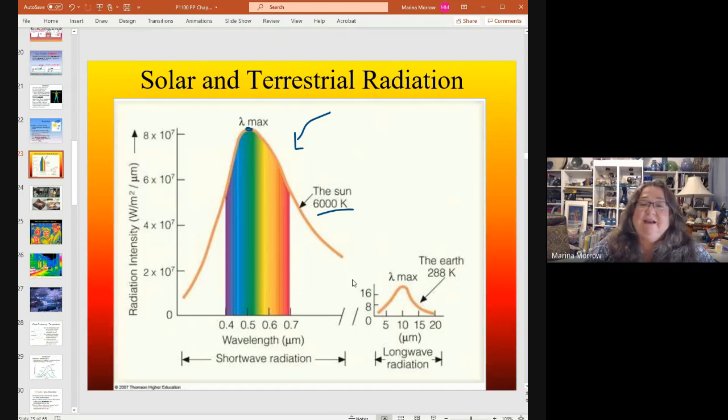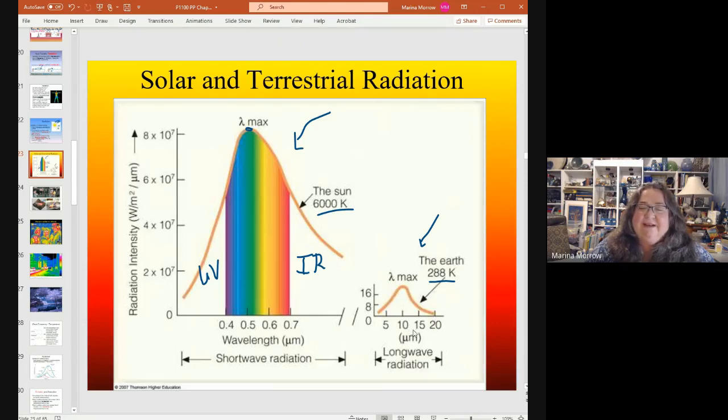Now, the sun does produce some other things. So it will produce some infrared and some ultraviolet and some other things. But mostly it produces visible light. As for the planet Earth, we average about 288 Kelvin. And so because of that, we're pretty cool. And so what that means is that we just produce infrared radiation.